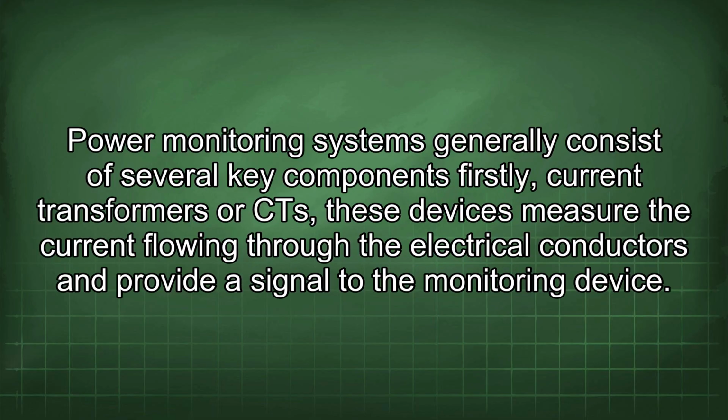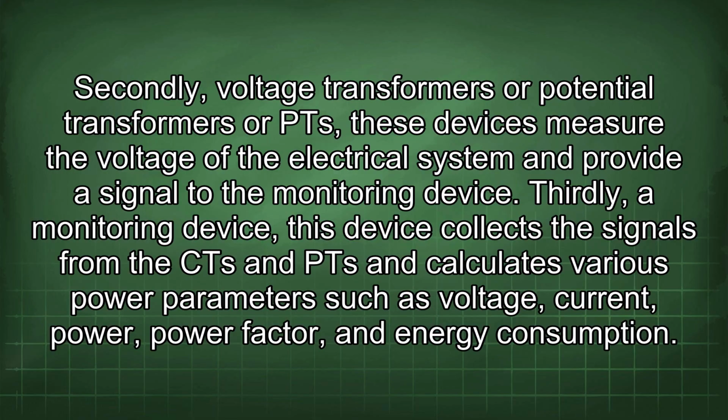Power monitoring systems generally consist of several key components. Firstly, current transformers, or CT. These devices measure the current flowing through the electrical conductors and provide a signal to the monitoring device. Secondly, voltage transformers, or potential transformers, or PT. These devices measure the voltage of the electrical system and provide a signal to the monitoring device.